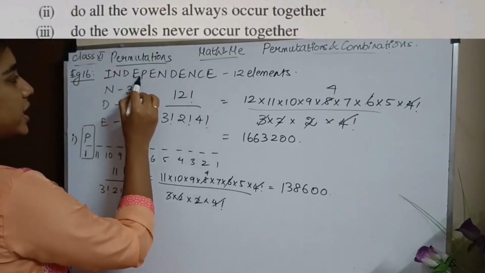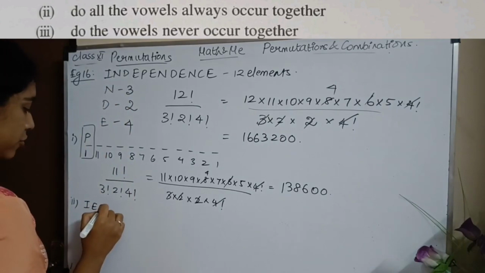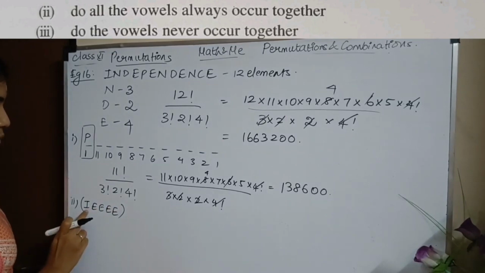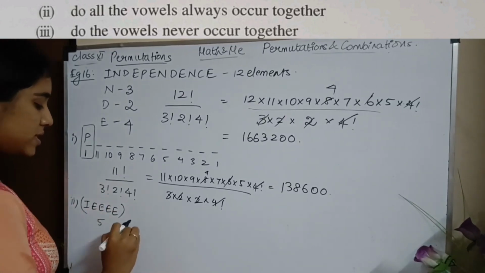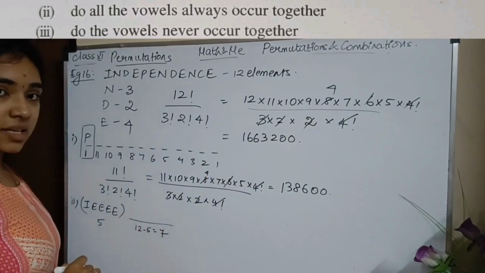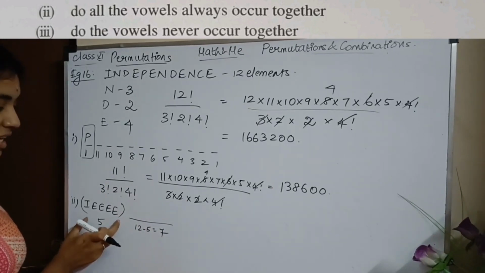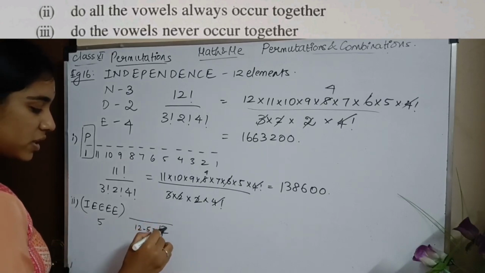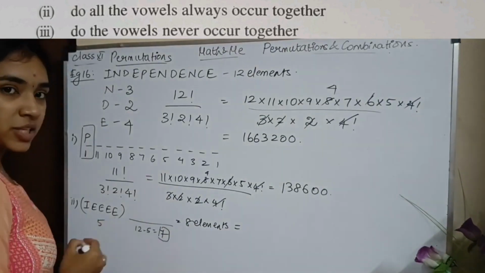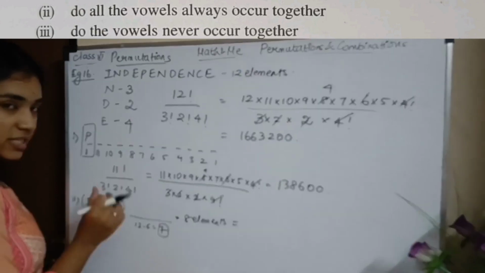How many vowels do I have? I have E and I have I. Okay, so I have I and 4 E's. So I want them to occur together. Then how many letters are remaining? I have 1, 2, 3, 4, 5 letters in vowels. And what is remaining? I have 12 minus 5, which is 7, that is remaining. So total how many elements do I have? 7 plus 1, 8. This is considered as one single element. I have 7 elements here and 1 element here, so 8 elements in total. This 5 elements is considered as one single element.